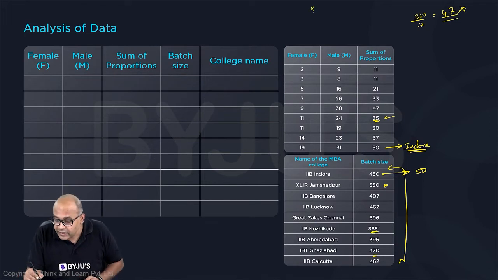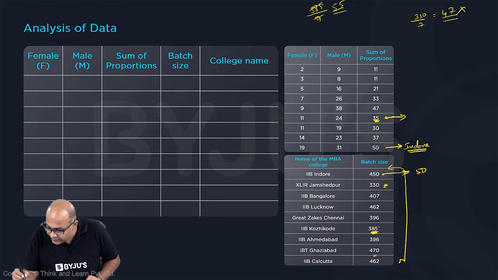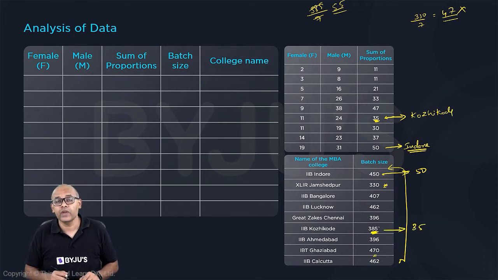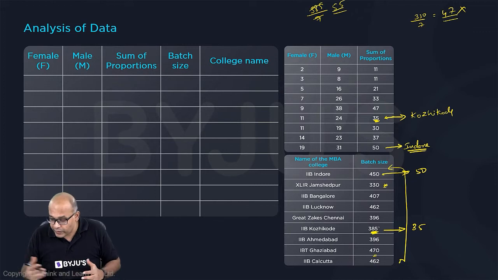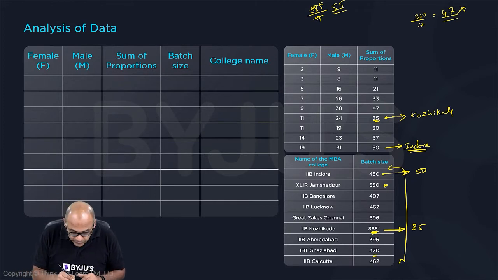Just verify that. 385 divided by 7, 7 5s are 35. Yes, so this should be 385. 385 is the code, and this is the total adding up to 35. So this is the logic with which you have to match. We may or may not be able to map all of them, but let's go ahead quickly and try to do that.